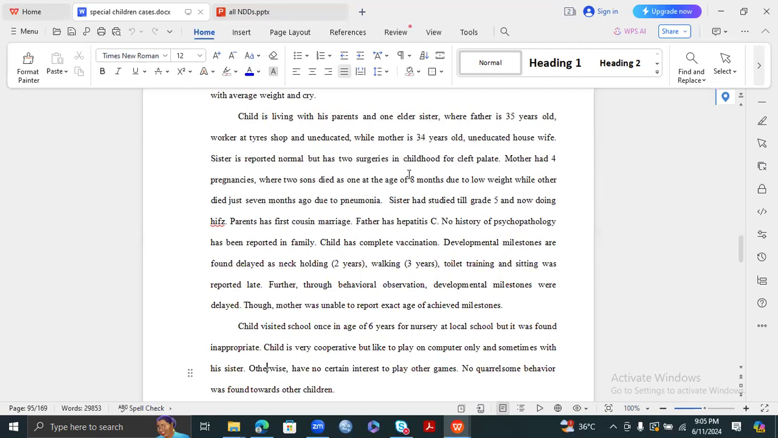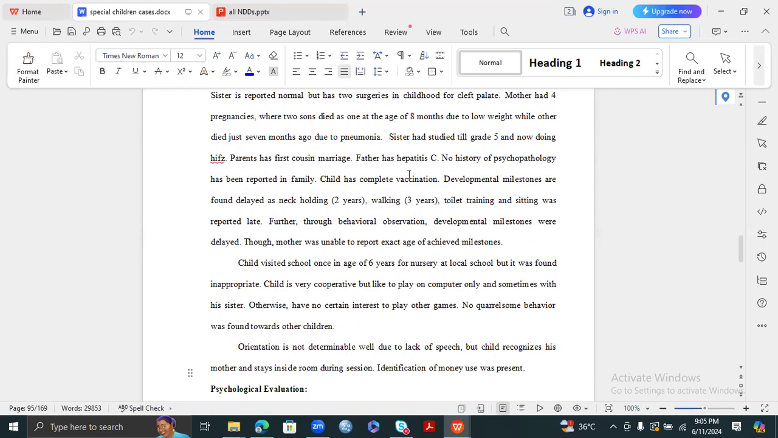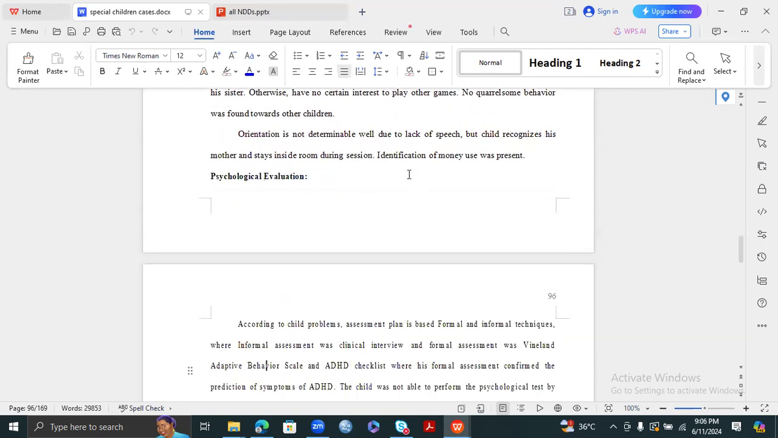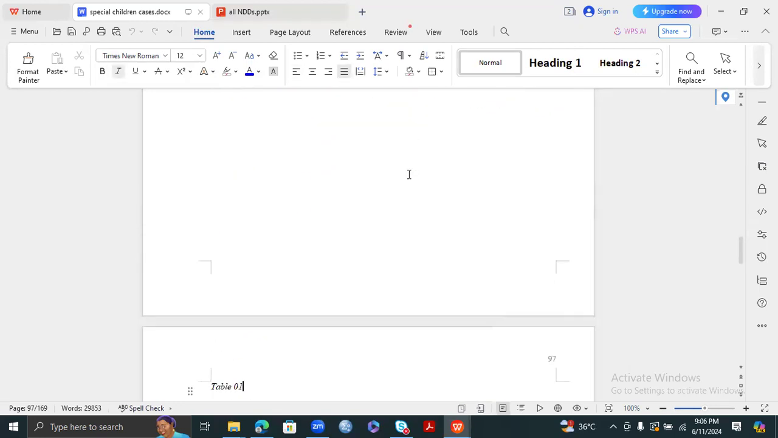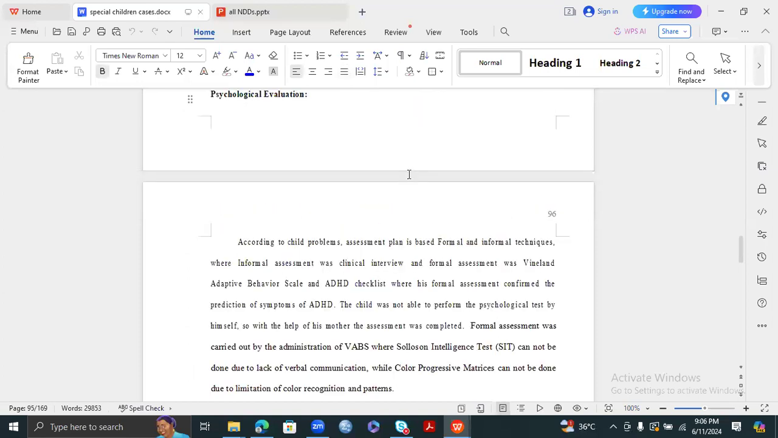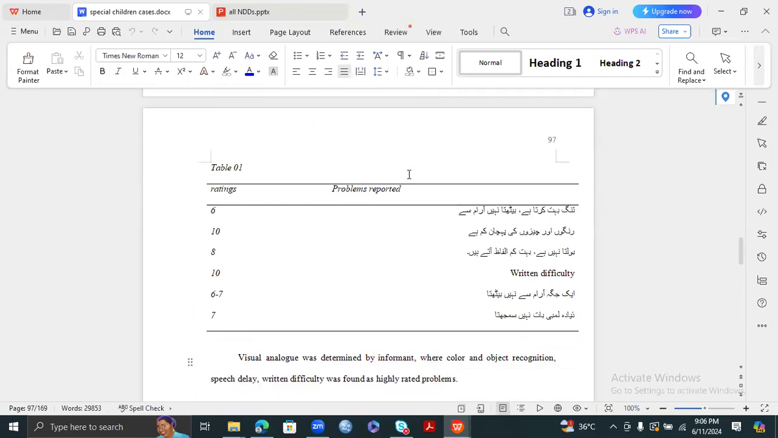All right. So the father was diagnosed with hepatitis C. There was no particular psychopathology in the family being reported. All right. So when we observed the children, these were the visual analogs. These were the ratings for each kind of behavior we described lately. These were the ratings given by the informant. That was his mother. All right.